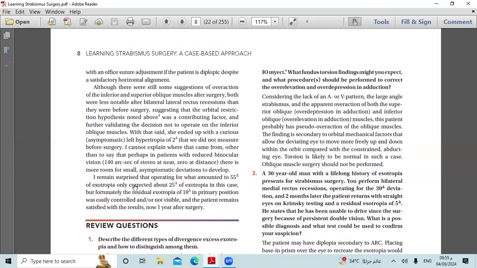Yes, continue, Dr. Ryan. What fundus torsion findings might you expect and what procedure should be performed to correct the overaction and overdepression in adduction? Considering the lack of an A or V pattern, the large angle strabismus, and the apparent overaction of both the superior oblique, overdepression in adduction, and inferior oblique, overelevation in adduction, muscles, this patient probably has pseudo overaction of the oblique muscles. The finding is secondary to orbital mechanical factors that allow the deviating eye to move more freely up and down within the orbit compared to the constrained abducting eye. Torsion is likely to be normal in such a case. Oblique muscle surgery should not be performed.